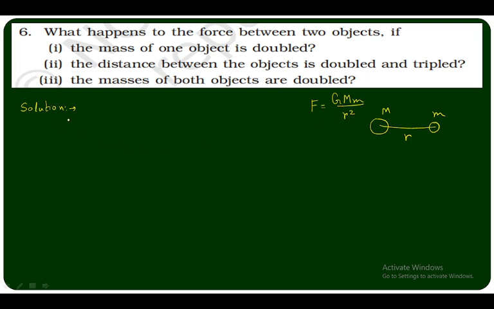And the first question is: the mass of one object is doubled. Now, you see here that F is directly proportional to the masses. If the mass is doubled, then the force will also be doubled. Why? Because the force is proportional to the mass of the objects.